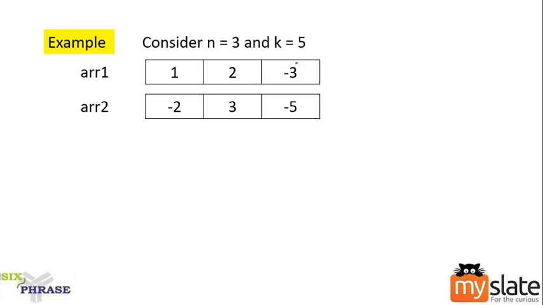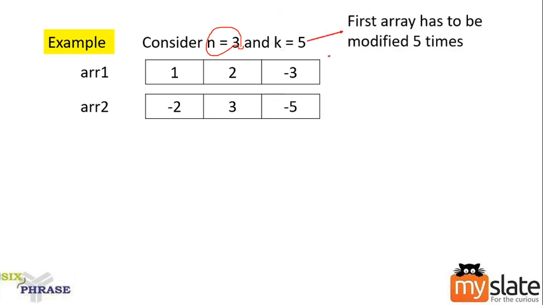Okay. So what are these values? N is nothing but the number of elements present in array 1 and the number of elements in array 2. We have already said that array 1 and array 2 will be of same size, which means one n value is enough for both the arrays. And k is nothing but the number of modifications you can do. For which array? For the first array. So the first array can be modified 5 times.